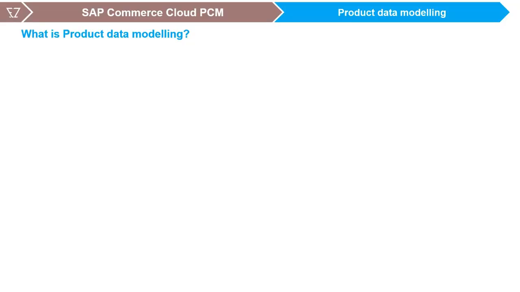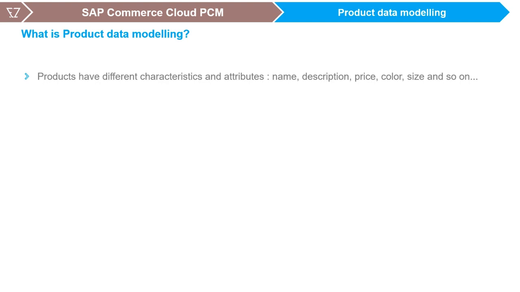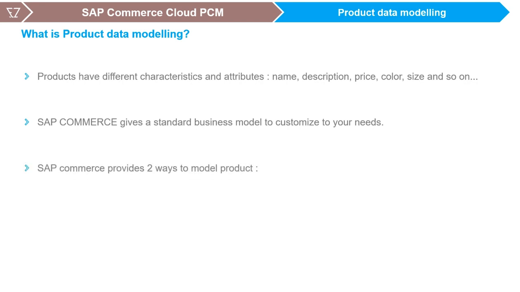But first, what is product modeling? Every product on the market has different characteristics and attributes. To sell your products online, you need to accurately model your product's particularities. Out of the box, SAP Commerce Cloud gives you a standard business model for you to customize and mold to your needs. There are two systems to model products in commerce, the type system and classification system.